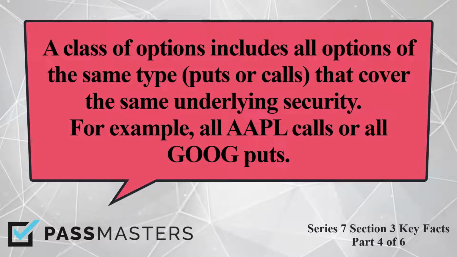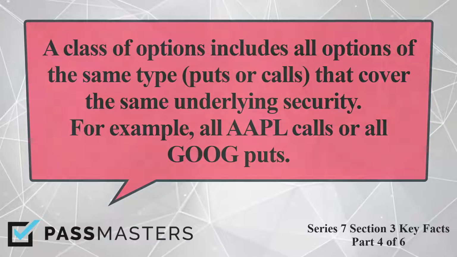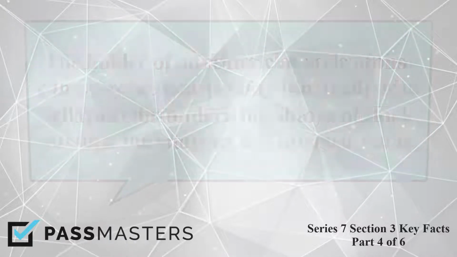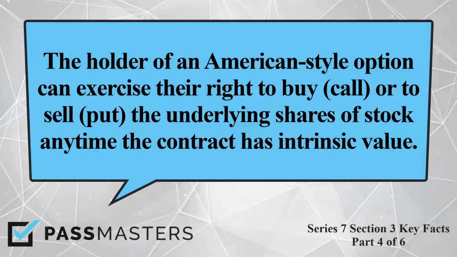A class of options includes all options of the same type, puts or calls, that cover the same underlying security. For example, all Apple calls or all Google puts. A series of options is a class of options having the same expiration date and exercise price. For example, all TTD September 40 calls. The holder of an American-style option can exercise their right to buy (call) or to sell (put) the underlying shares of stock anytime the contract has intrinsic value.